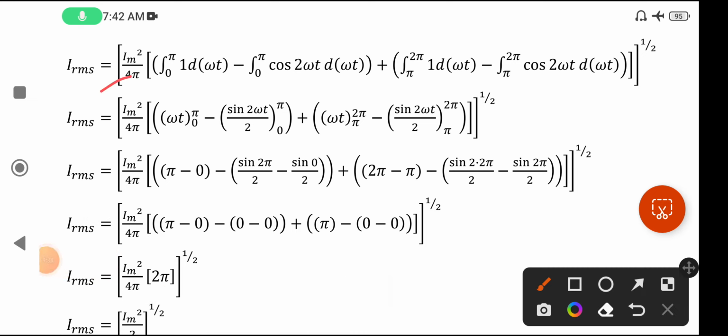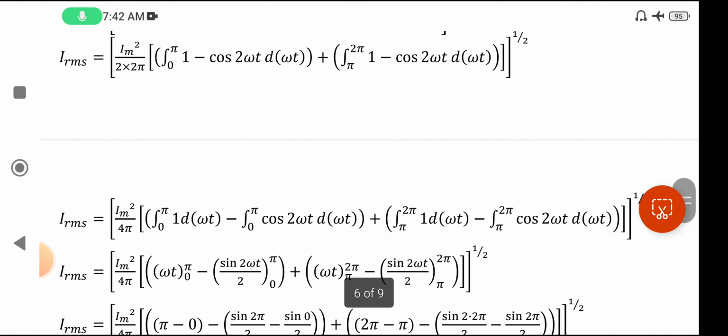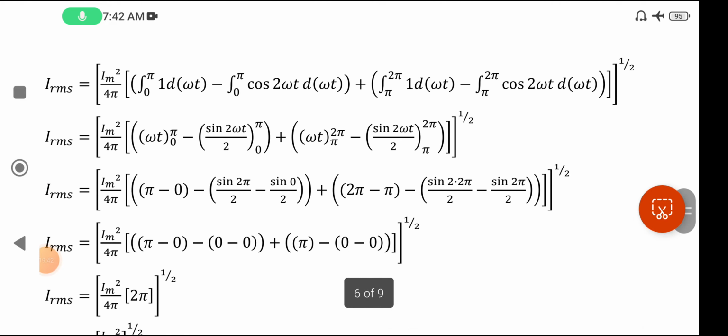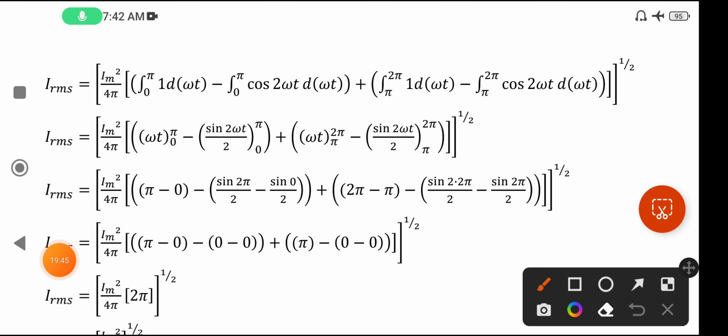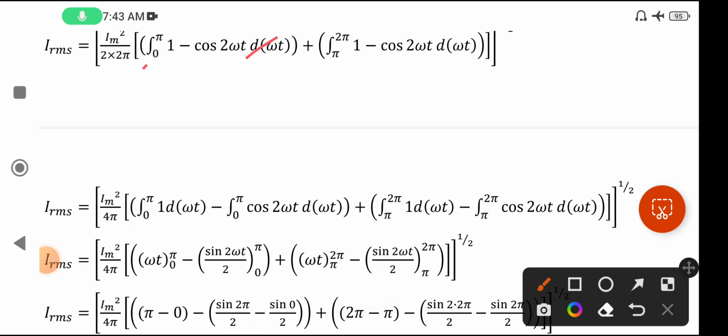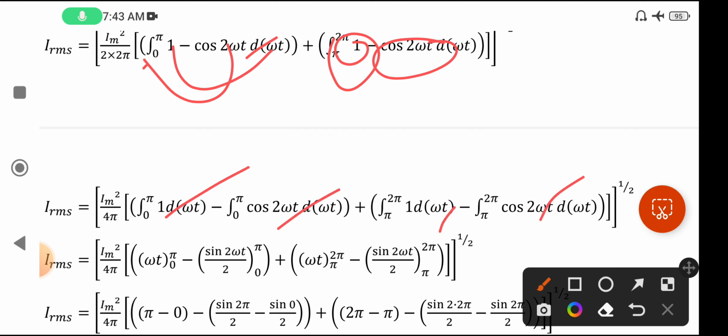Here 2 into 2 becomes 4. Next, apply integration inside. Integration is applied to each term individually, so it is applied to the 1 and also to cos 2 omega t. The integration of 1 is d omega t, and here the integration of cos 2 omega t is sin 2 omega t by 2.